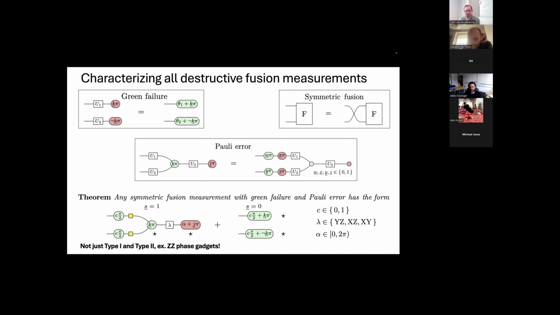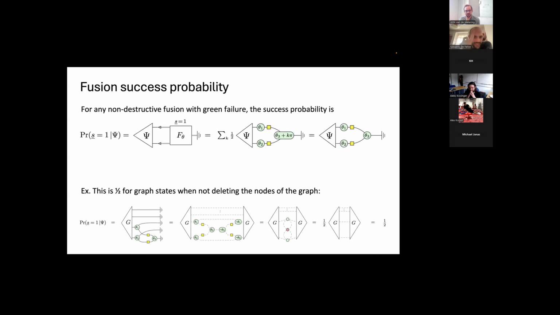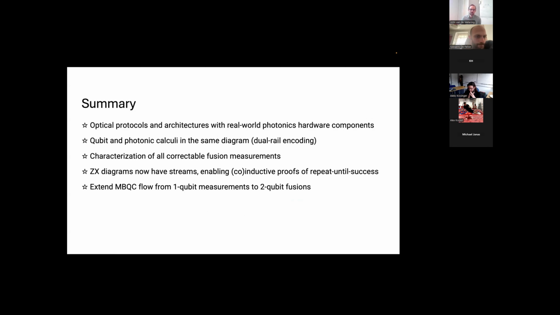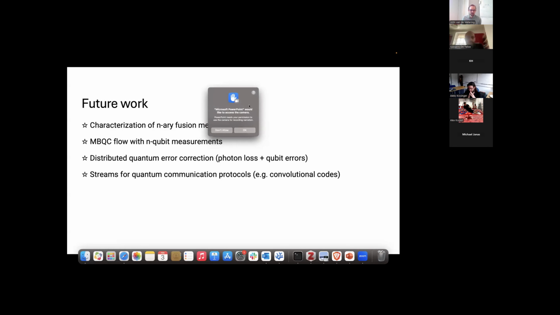So I don't think you, maybe I missed it, but I don't think you talked about future work in this area. What is there still to do with this photonic stuff? Yeah, I should probably. I had it.